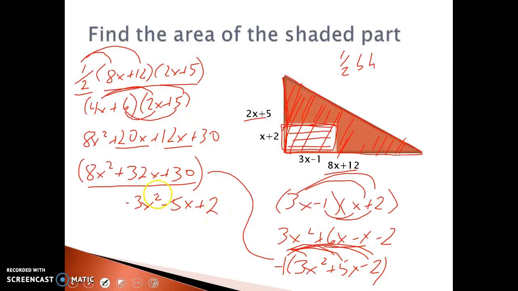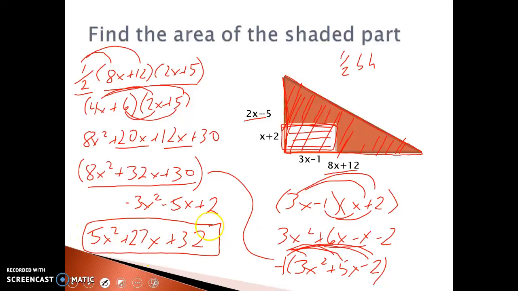And now if I combine like terms, I have 8x squared minus 3x squared, which is 5x squared. 32x minus 5x is 27x. And 30 plus 2 is 32. So the area of the shaded region, which is the area of the triangle minus the rectangle, is 5x squared plus 27x plus 32. That's what our homework assignment is about, and we will work hard on that and come back together in class tomorrow and go over questions. We'll see you then.